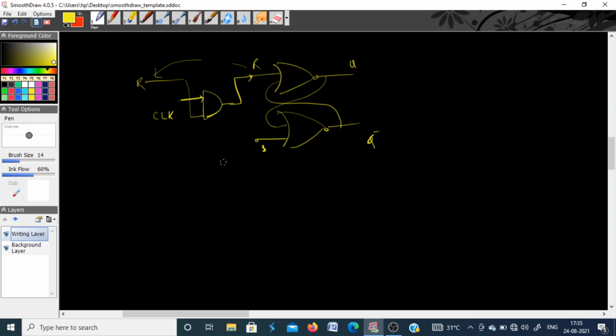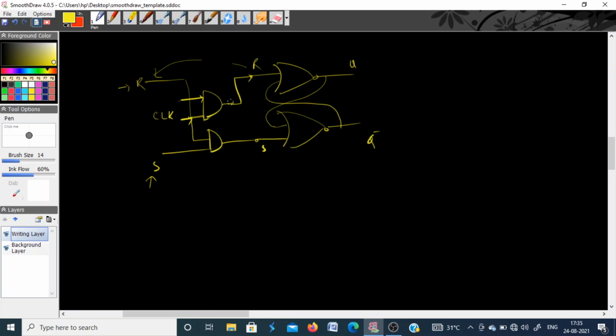Similarly, you have one more AND gate. The output of that is connected to S. So S is applied as input to this AND gate, and this clock pulse is also applied as input to this. So the clock signal is given as input to both the AND gates, and of course S and R will be one of the inputs to these AND gates.